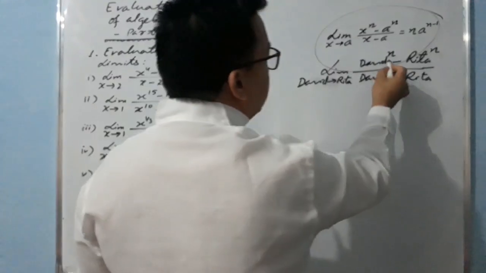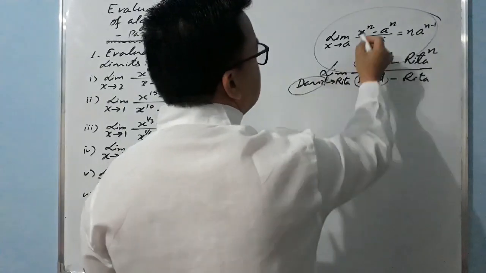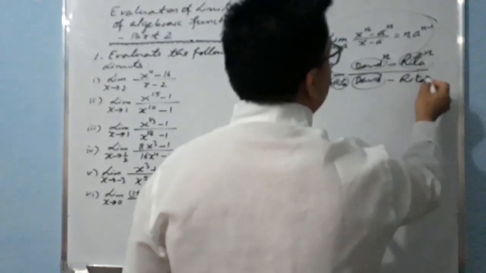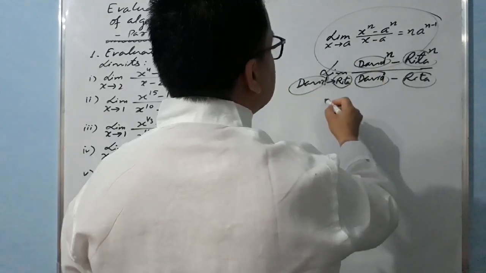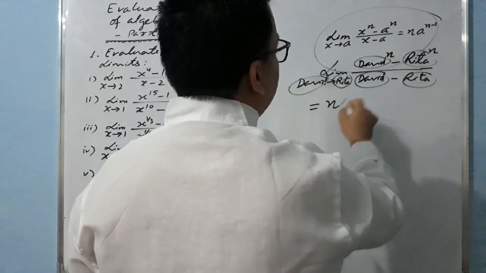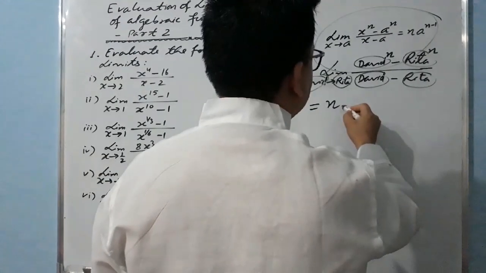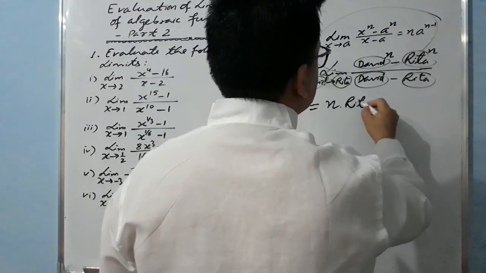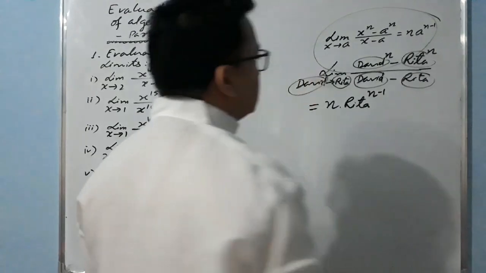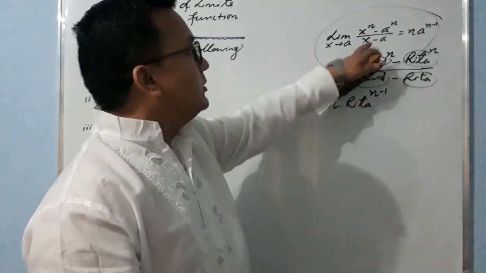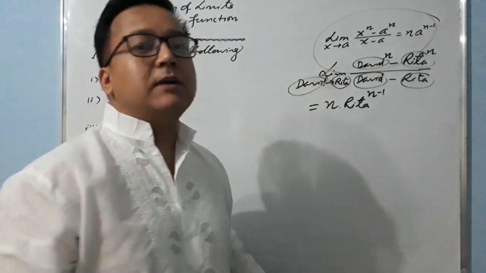See here, if here is David, here is David, here is David, with David representing x and Rita representing a, then according to this theorem we can write n times Rita raised to power n minus 1. This is the theorem. So before applying you need to see these things. Otherwise, if your question is not in this form, then you can't use this theorem. I think it's clearly understood.